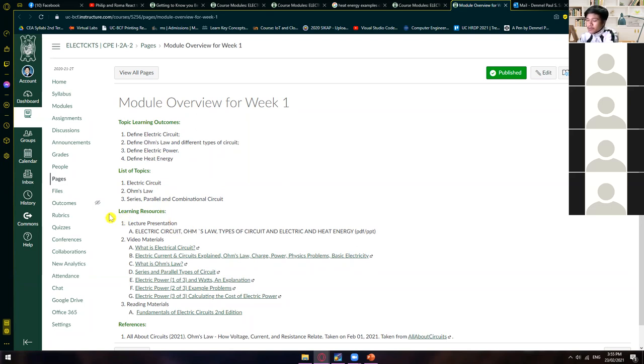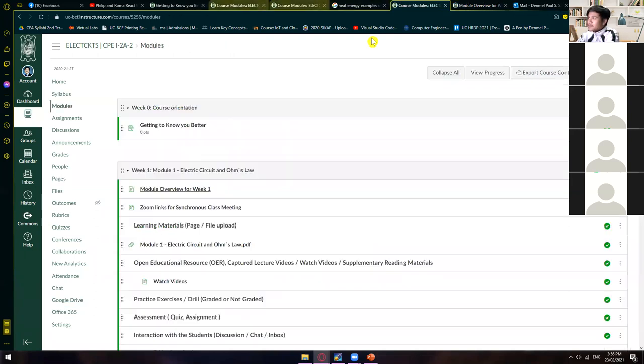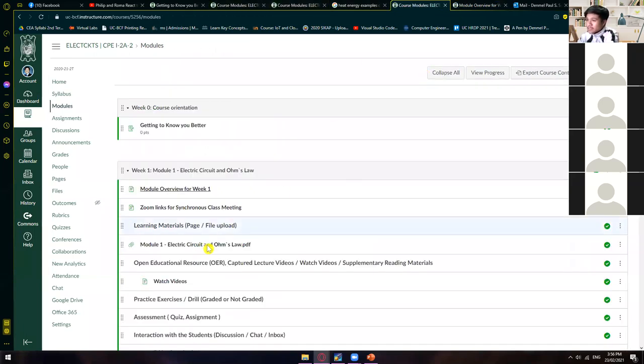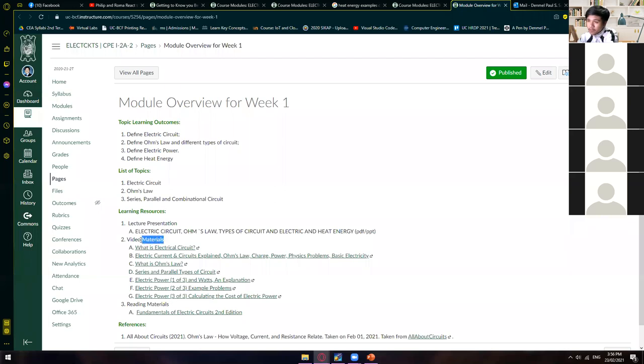When it comes to learning resources, I've only prepared one module, or one PDF. This is the updated title, but I wasn't able to update the title of this one. Supposedly, the title of this electric circuit and Ohm's law is electric circuit, Ohm's law, types of circuit, and electric and heat energy. So it's quite long. Anyway, the PDF or PowerPoint I'm talking about is this module one, electric circuit and Ohm's law. And when it comes to video materials, there's actually a lot more that you can find on YouTube, on the internet.